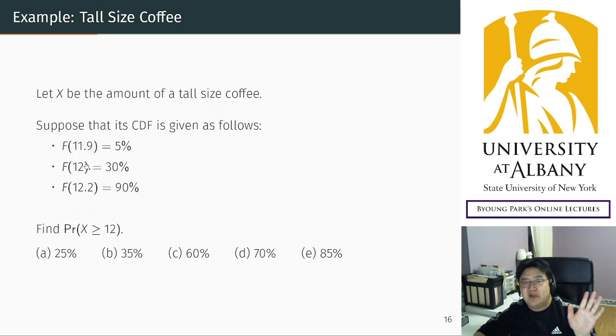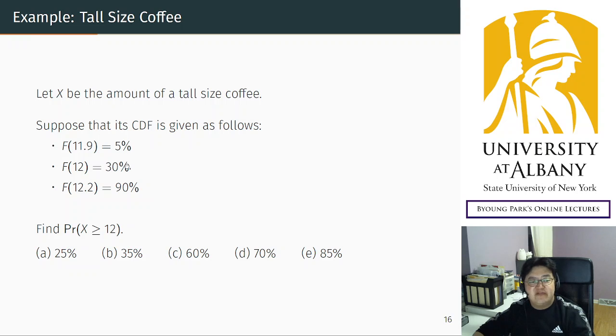By the way, of course, the probability is an example. It has nothing to do with real probability from Starbucks. And the cumulative probability that the amount is smaller than or equal to 12 ounce is 30%. And 90% probability lies below or equal to 12.2. So the probability that the amount is smaller than or equal to 12.2 ounce is 90%.